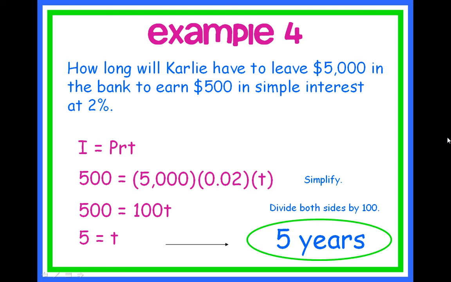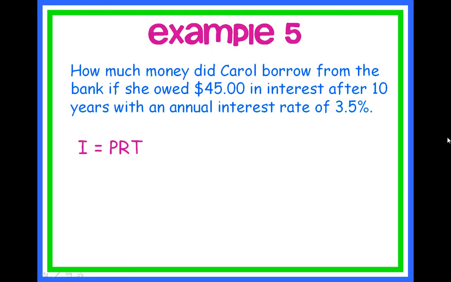Okay, what if we're trying to find the principal? How much money did Carol borrow from the bank if she owed $45 in interest after 10 years with an annual interest rate of 3.5? Okay, so now we're trying to find P. We know that the interest was $45. Trying to find P. The rate as a decimal is 0.035. And our time is 10 years.